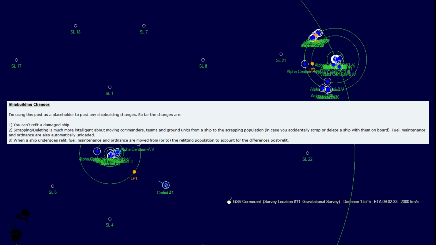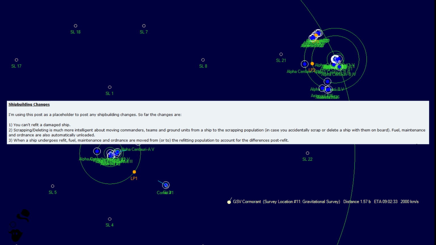This is good because you don't get free maintenance from building ships anymore. And when a ship undergoes refit, fuel, maintenance, and ordnance are moved from or to the refitting population to account for the differences post-refit. So, minor changes overall, but still very, very useful ones.